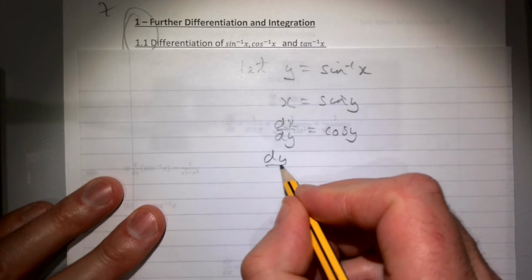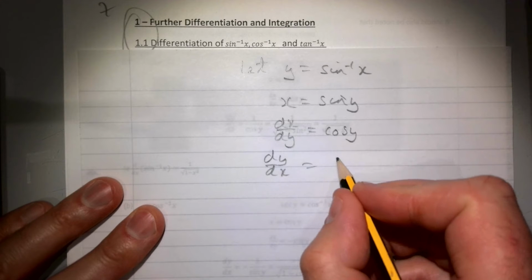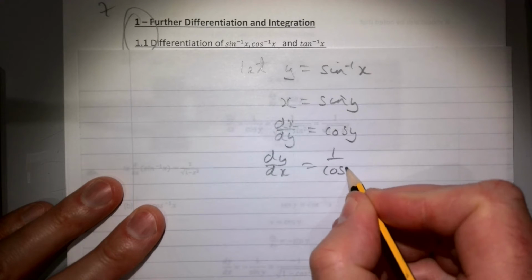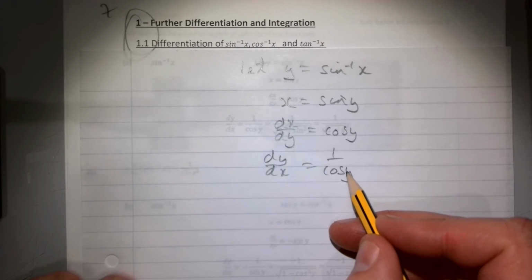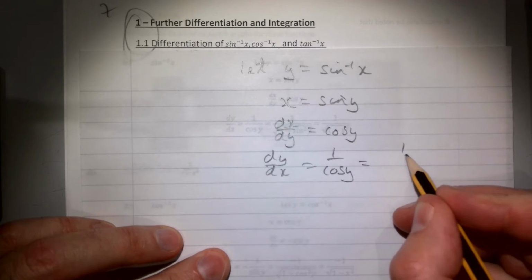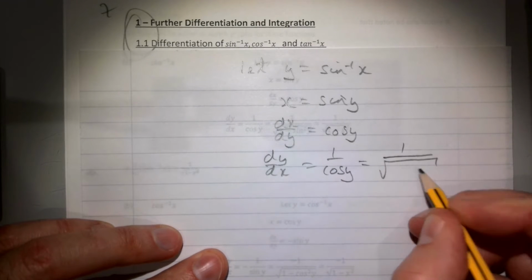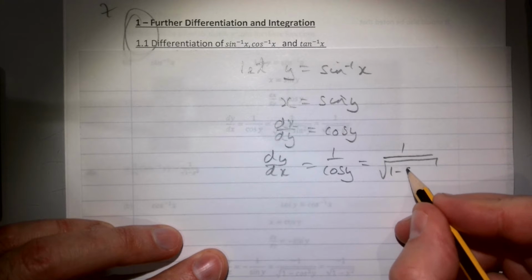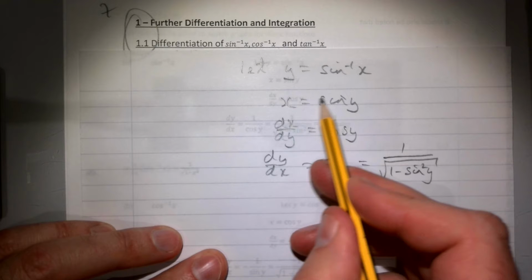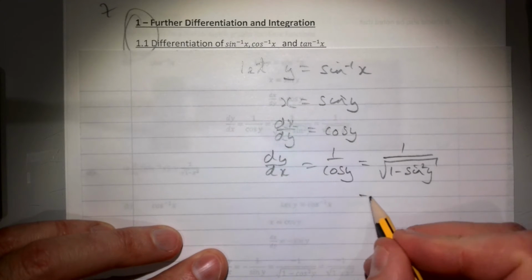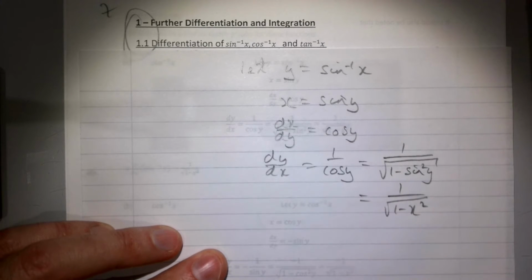Flipping that upside down, we're going to get dy by dx. What we're looking to differentiate with respect to x is 1 over cos y. But we need to get rid of the y here because we're differentiating with respect to x. So cos y is the same as the square root of 1 minus sine squared y. But of course sine squared y here is just going to be our x squared. So we can write that as the square root of 1 minus x squared.